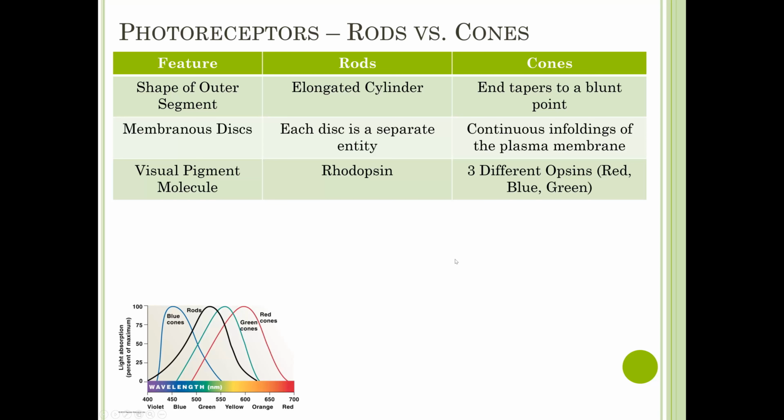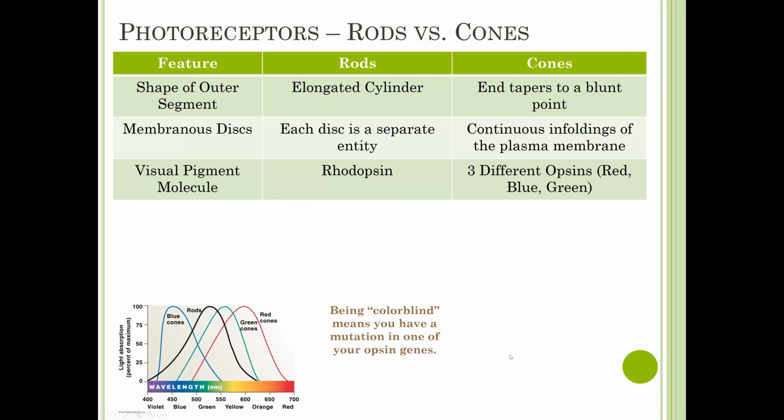And then we have 3 different opsins. They're called blue cones, red cones, and green cones based on their area of the visual light spectrum that they can detect. So blue cones detect light in the blue wavelength areas, red cones more toward the red end, green cones more toward the middle.